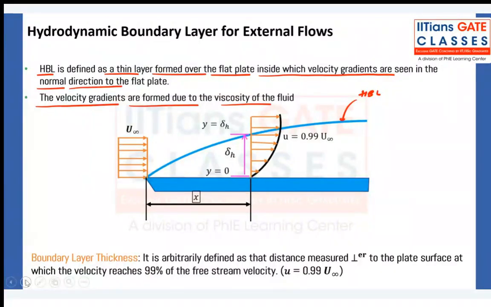Now at y equal to 0, u is equal to 0, and at y equal to delta H, which is the boundary layer thickness, u is equal to 99% of u infinity. Is this clear? It is arbitrarily defined as the distance measured perpendicular to the plate surface at which velocity reaches 99% of the free stream velocity. Okay? Chalo.